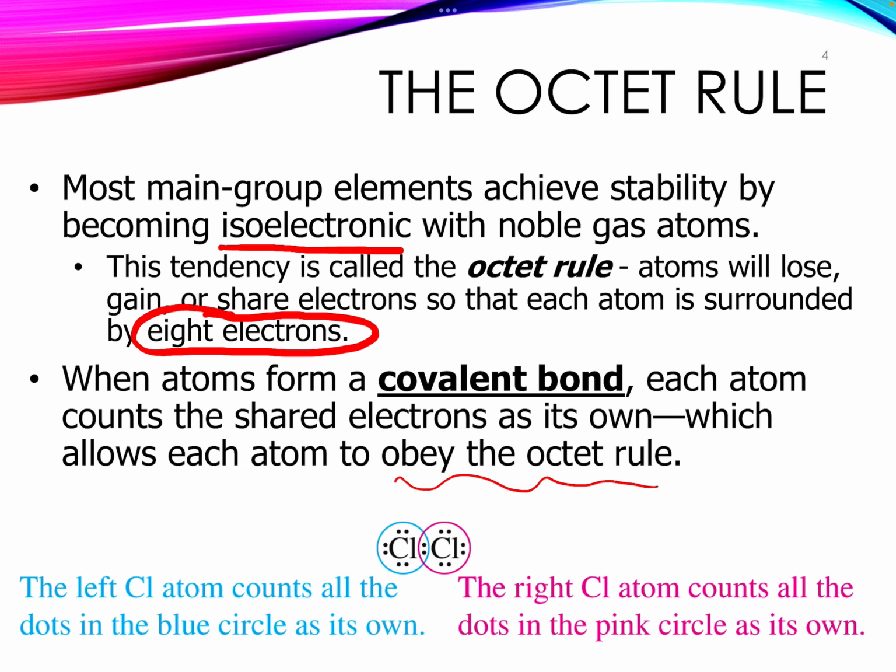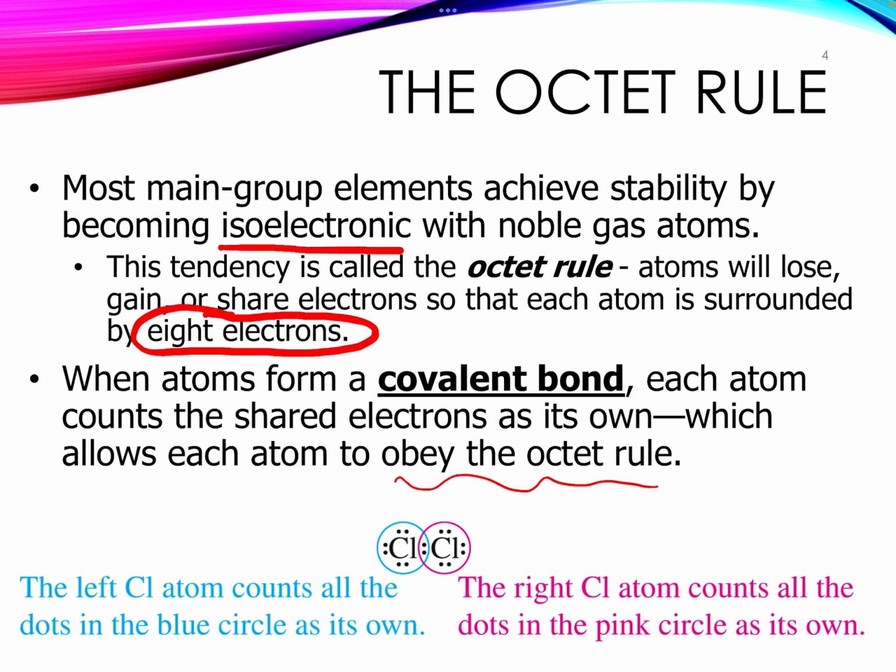This term isoelectronic may be unfamiliar to you. All that means is that it has the same electron configuration as a noble gas. So essentially what that means is that the atoms will lose electrons to become like their nearest noble gas, or they will gain electrons to become like their nearest noble gas, or they will share electrons to become like the nearest noble gas. So you probably are thinking, okay, well, what's cool about the noble gases?